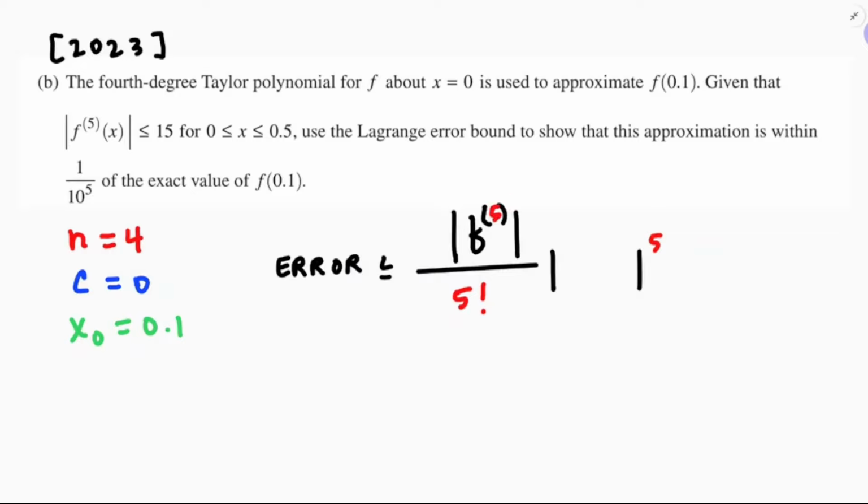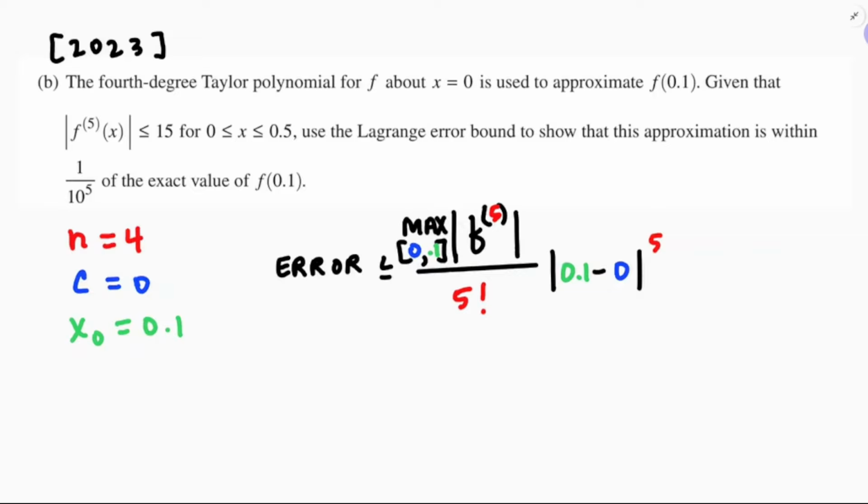And then the actual values that we're going to be plugging in, it's going to be a difference between x0 and c. And it's 0.1 minus 0 to the fifth. But what we want to do is be finding the maximum absolute value of f's fifth derivative between x equals 0 and x equals 0.1. So I might write it as a closed interval 0 to 0.1. But you want to not think about this too hard, right?